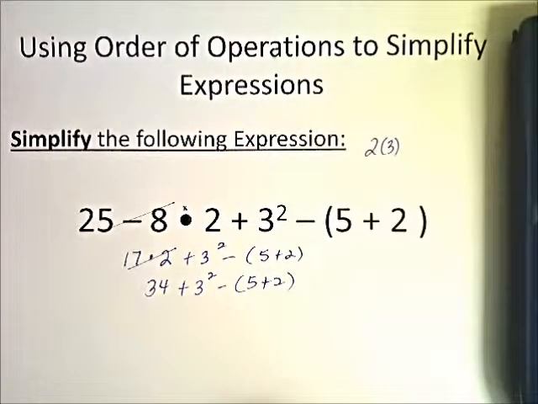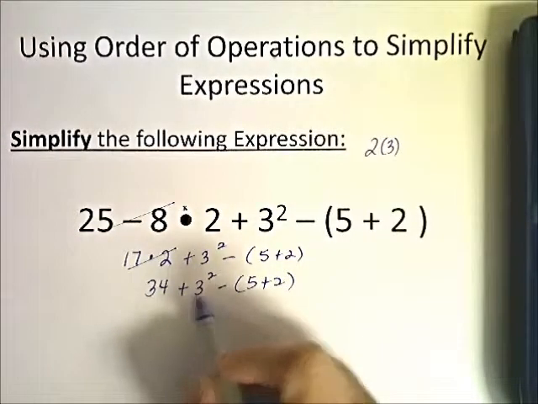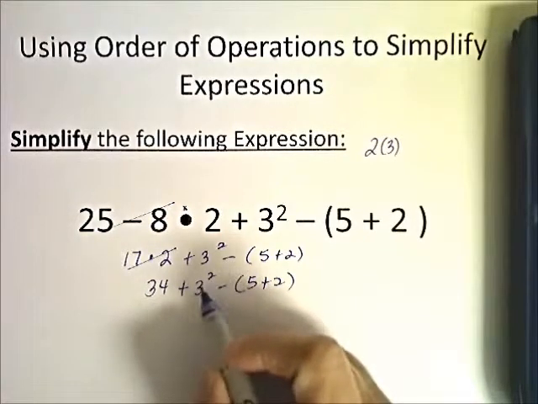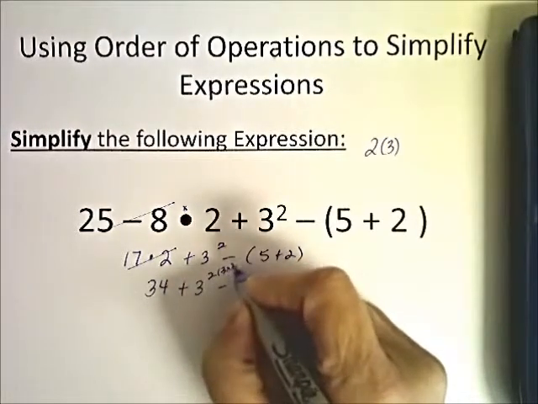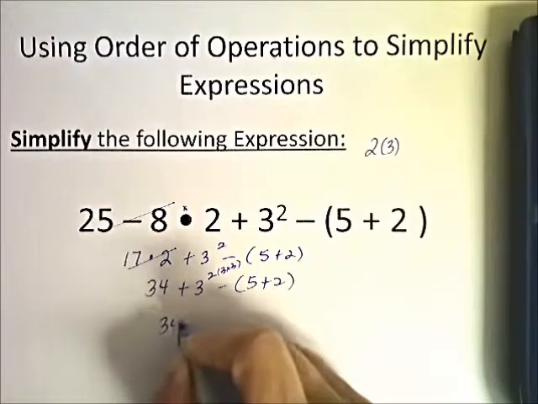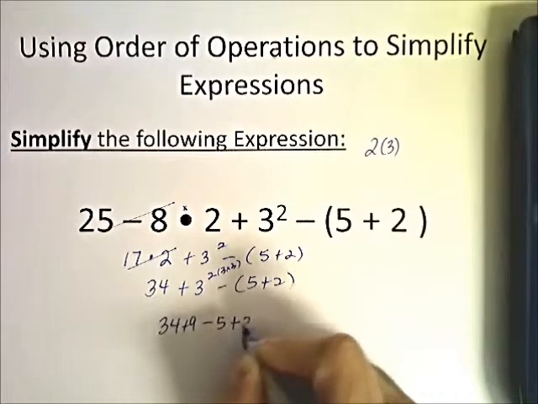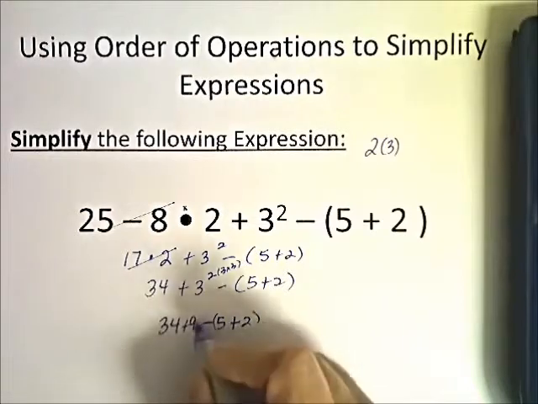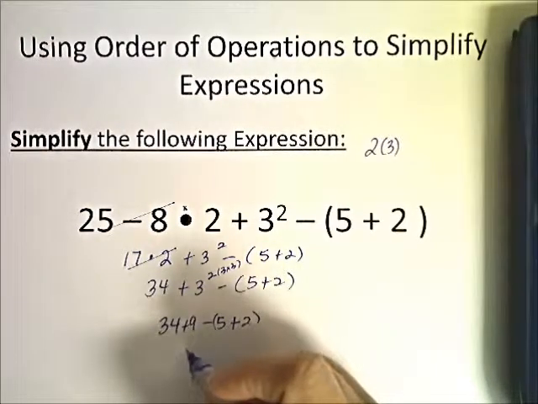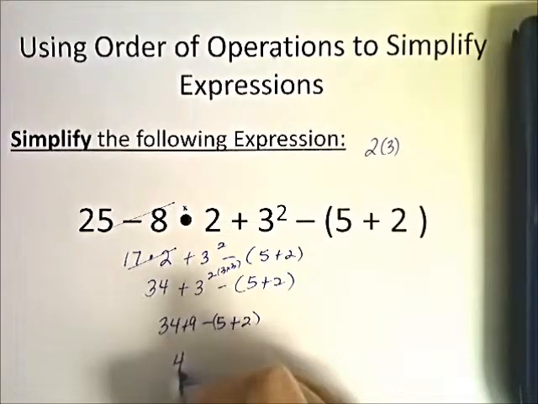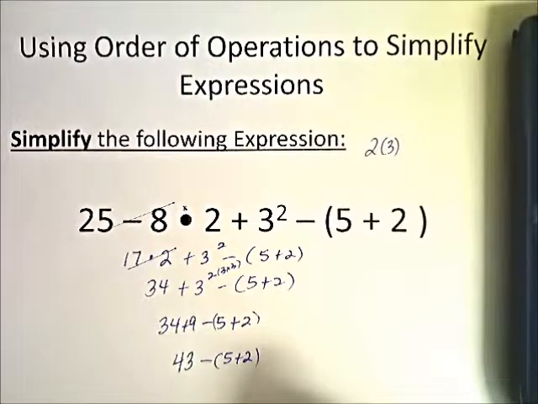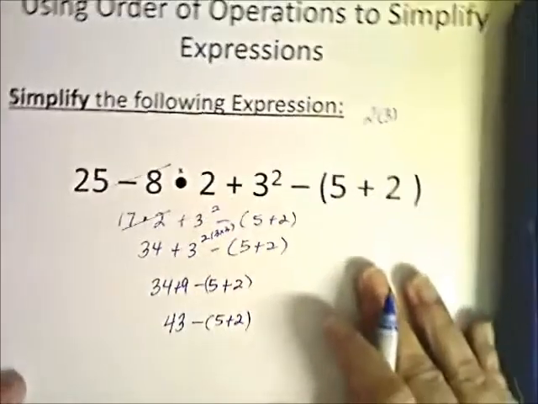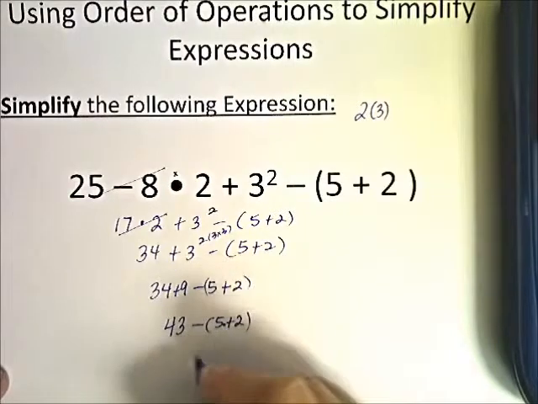Okay? Well, I can't exactly add 3 squared. So right here at this point, I'm going to have to say that 3 squared is equal to 9, because that's the same as 3 times 3, right? So 34 plus 9 minus 5 plus 2. And I'm going to keep that in parentheses. So 34 plus 9 is almost like 34 plus 10, but one less. So 34 plus 9 would be 43. Okay? Minus 5 plus 2. Well, if I'm not observing the order of operations, I might say 43 minus 5. Well, that is 38. And then 38 plus 2 would be 40.